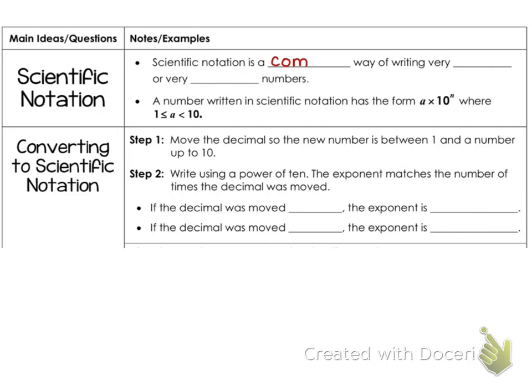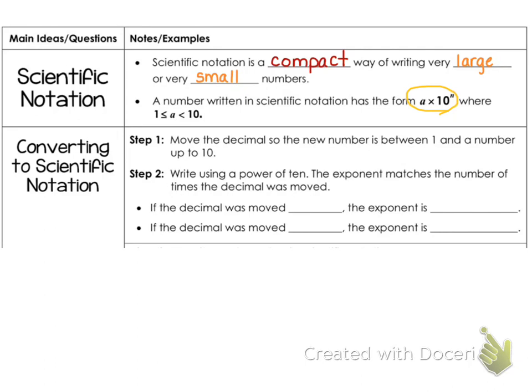So scientific notation is a compact way of writing very large or very small numbers. The next little sentence gives us the definition of how we write numbers in scientific notation. It has this form, a times 10 to the n, where a is a single digit. 1 is the smallest single digit, and it can go up to 9. So it's anywhere between 1 and 10, including 1 but not including 10.